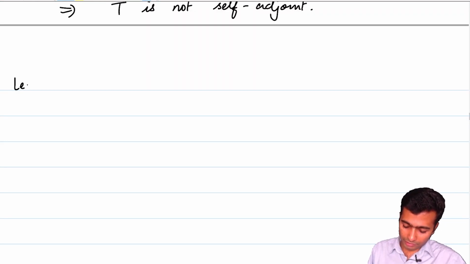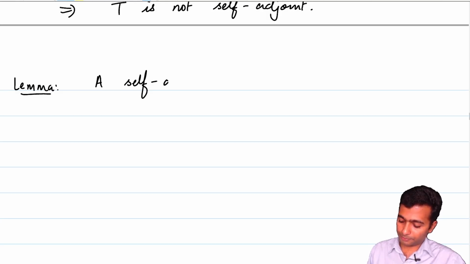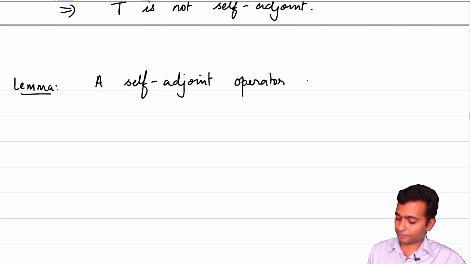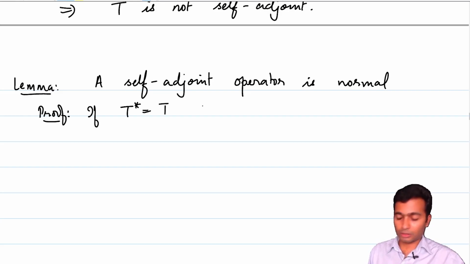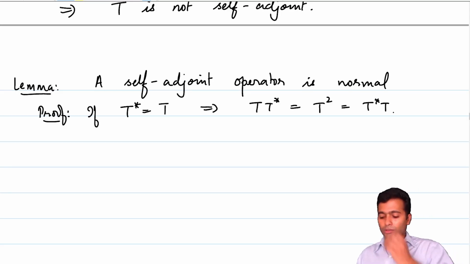Okay, so maybe I should make a small lemma here. It's a very straightforward observation. A self-adjoint operator is normal. And why is that the case? Well, it's a one-line proof. If T star is equal to T, this would imply T star T is equal to T squared, which is the same as T T star, and hence it is normal. So it's a straightforward observation to see that every self-adjoint operator is a normal operator.